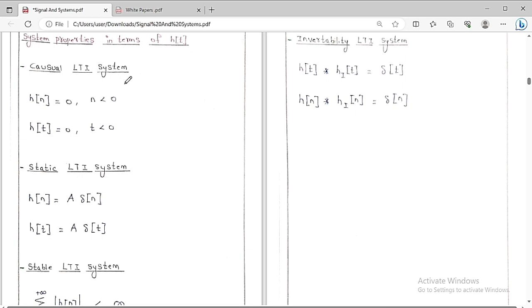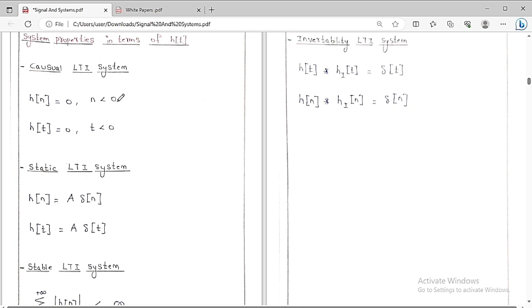Then how can we say, with the help of impulse response, that if h of n is equal to 0 for n less than 0, or h of t is equal to 0 for t less than 0, then the system is said to be a causal LTI system? Listen carefully: only if the impulse response h of n is equal to 0 for n less than 0, or h of t is equal to 0 for t less than 0, can we say the present output is independent of the future values of the input.